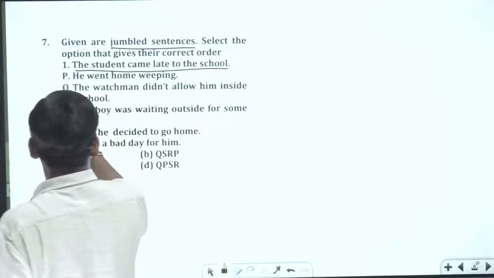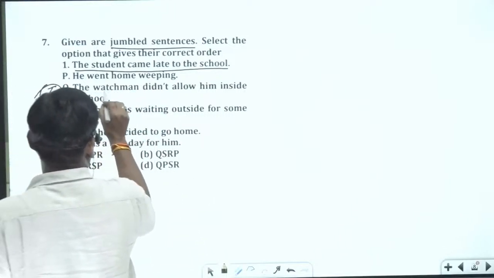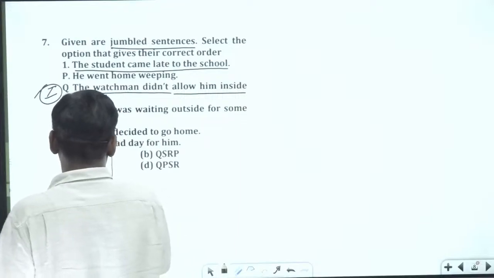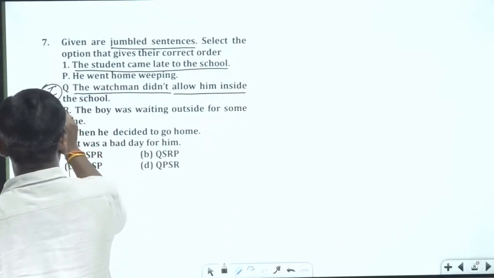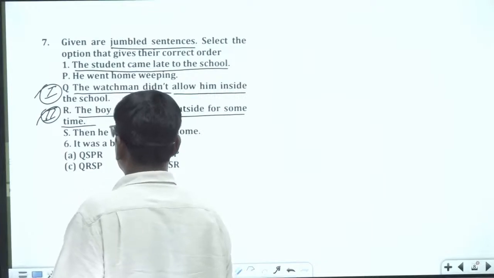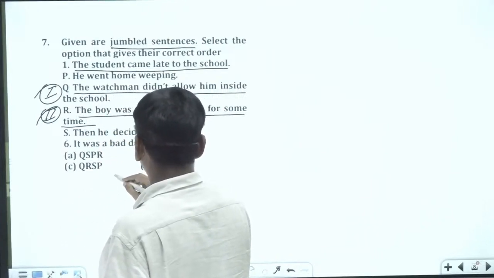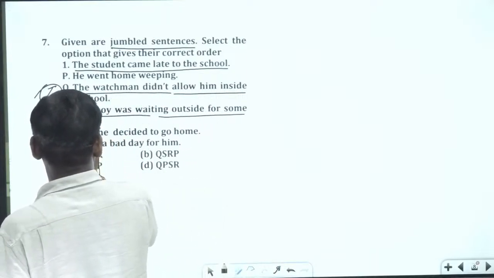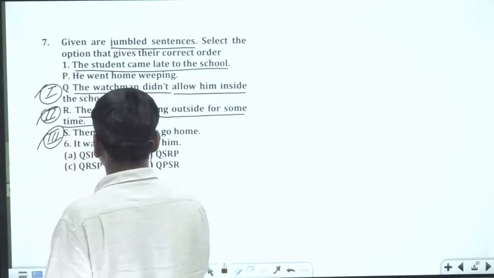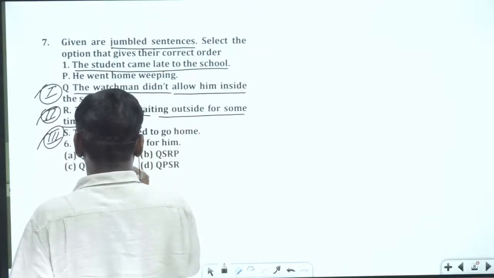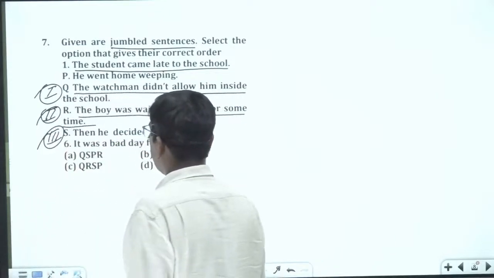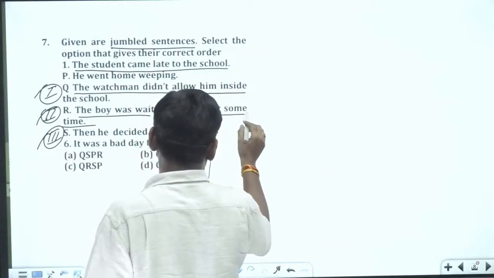So first is Q, the watchman didn't allow him inside the school. And second is R, the boy was waiting outside for some time. Then S, and then P, he went home weeping. It means what? First, the watchman didn't allow him inside the school. And second, the boy was waiting outside for some time.